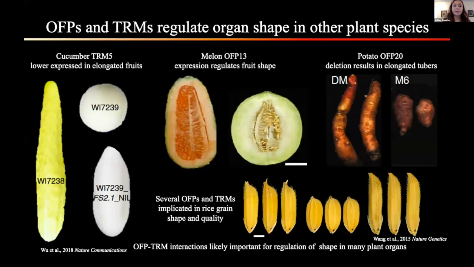And I just want to briefly mention that OFPs and TRIMs have been found to regulate organ shapes in a number of plant species, which is really exciting. So this OFP and TRIM interaction is likely more broadly important to understand for a number of plant species. So understanding the cellular mechanisms that regulate shape in tomato could have a broader impact on a number of plants.